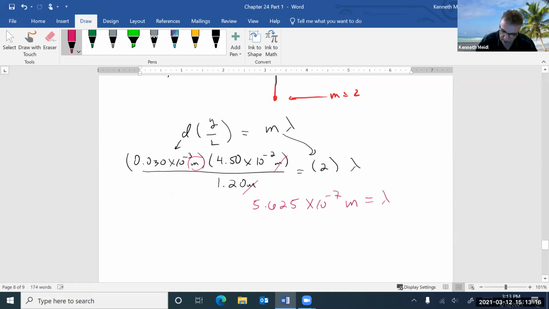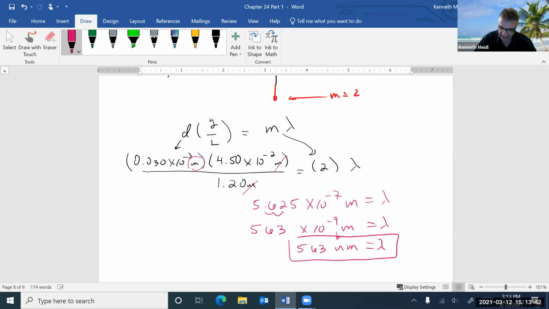Okay. And so if I move the decimal 2 places to make this bigger, I've got to make this 2 places smaller. And so this is 563 nanometers. So this is an experimenter that is using light that you and I can see, because we can see from 400 to 700 nanometers. So they're doing this visually, not using instrumentation to find the light waves. You could do this with radio waves or something like that if you wanted to.